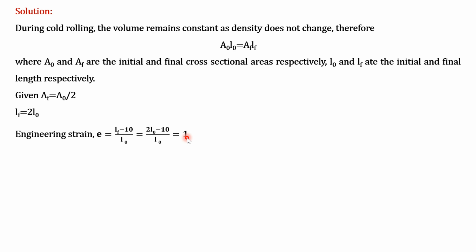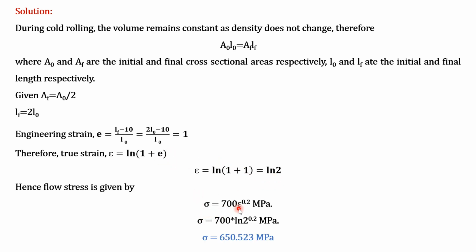And now that you have got 1, we can substitute for true strain. True strain epsilon is equal to ln of 1 plus E. E we got as 1, therefore finally epsilon will be ln 2. And on substituting, sigma is equal to 700 epsilon power 0.2, and it becomes 700 times ln 2 power 0.2, and hence it will be 650.523 MPa. So is this question clear to you? Note that this is not 10, this is L0. This is a mistake. Okay, sorry. So is this question clear to you? Yeah, what about Kamesh? Is it clear?